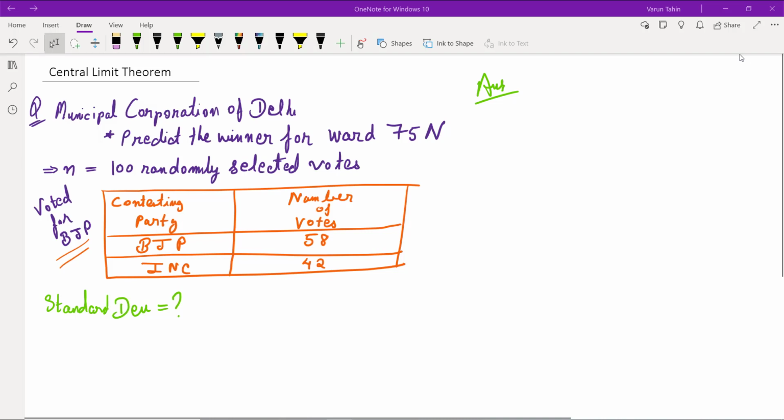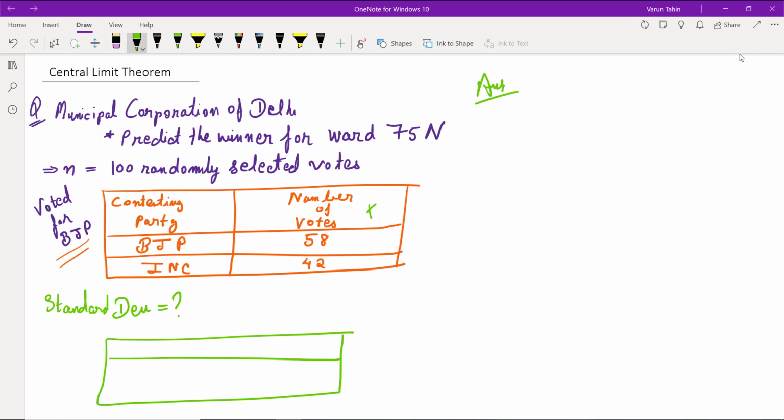And we have collected the data in this table with the contesting party and the number of voters. Now from this sample we have to estimate the percentage of voters that might have voted for BJP. So you define X as the proportion of people that voted for BJP. So this becomes X. There will be a different table for this, where we will have X and the frequency of the votes. We will denote 1 for the BJP and 0 for any other party.